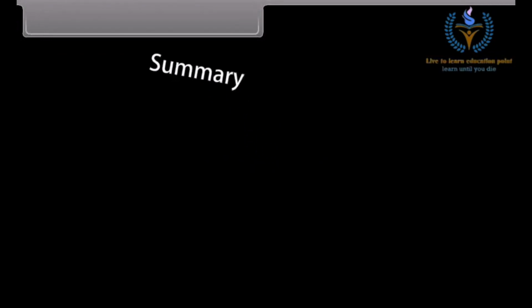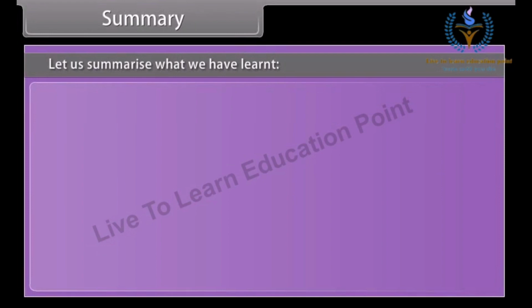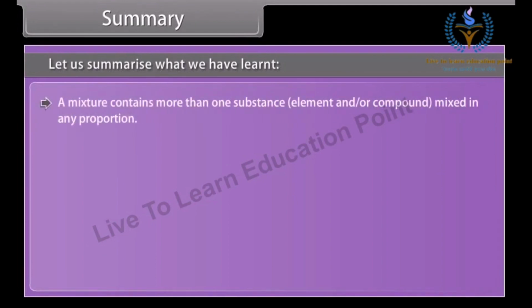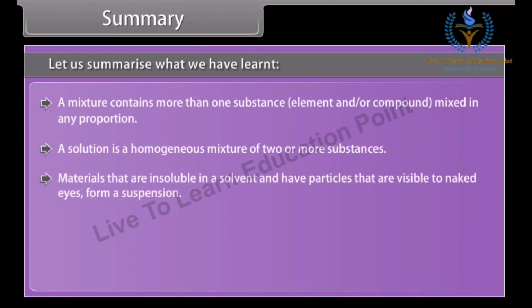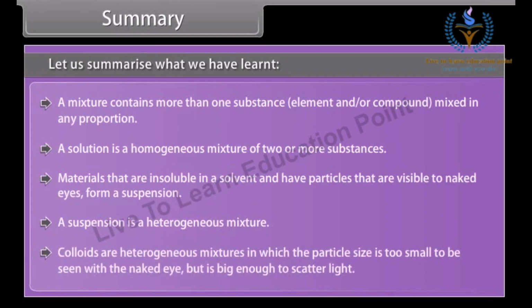Summary. Let us summarize what we have learned. A mixture contains more than one substance, element or compound mixed in any proportion. A solution is a homogeneous mixture of two or more substances. Materials that are insoluble in a solvent and have particles that are visible to naked eyes form a suspension. A suspension is a heterogeneous mixture. Colloids are heterogeneous mixtures in which the particle size is too small to be seen with the naked eye but is big enough to scatter light.